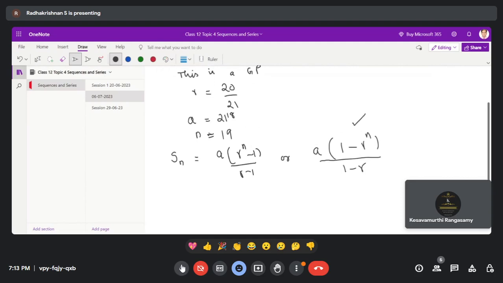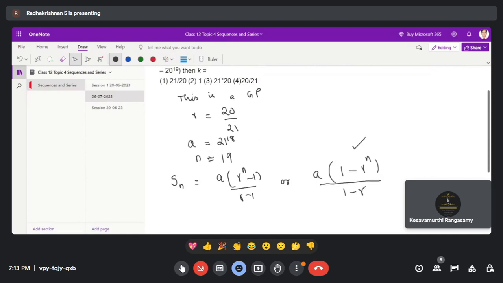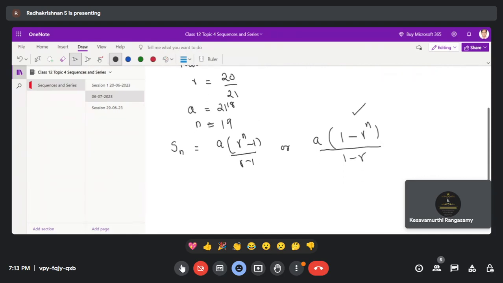So A into 1 minus R to the power of n by 1 minus R. So it is only a question of simple substitution. Okay, so you got the value of R, A and n. So can you substitute and solve this?